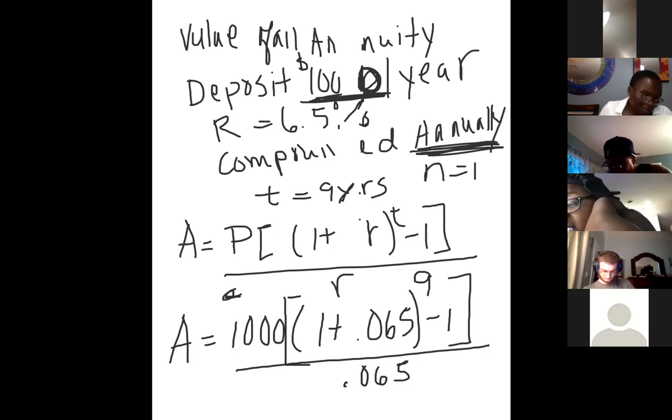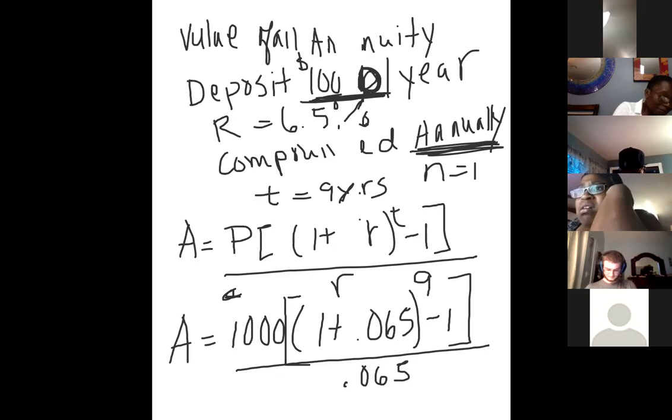I got 27,101.08. I didn't get that. Let me double check. 11,731.85. Anybody else have a different answer? No, I got 11,731. Let me do it again. 1 plus 0.065, close the parentheses, raise to the ninth power. Yeah, I ended up getting 11,731. But you have to round it, so it's going to be $11,732.